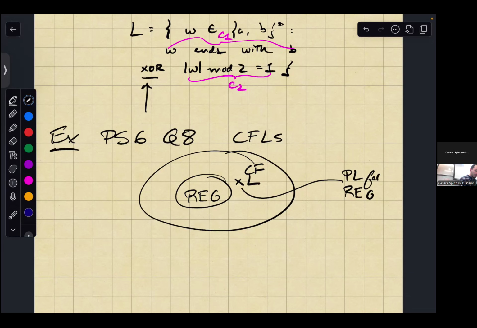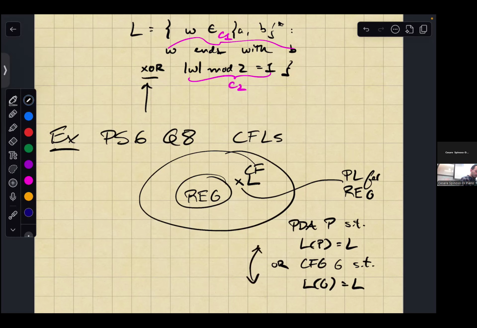you can find a PDA P such that L of P is equal to L, or in fact, this is like an if and only if, or you can find a context-free grammar G such that L of G is equal to L, right? And again, like in Reg, there are conversion algorithms from one to the other. So please be aware of those conversion algorithms.